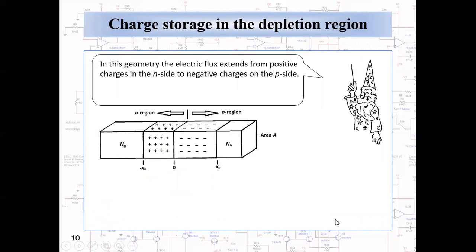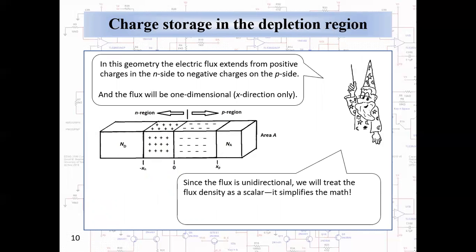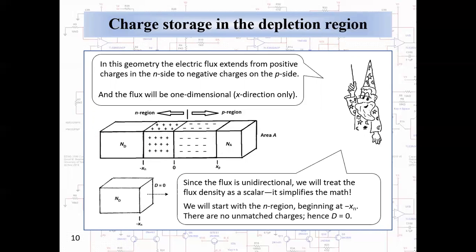In this geometry, though, the electric flux extends from positive charges on the n side to negative charges on the p side. The flux is one-dimensional, x direction only, which means that since it's unidirectional, we'll treat the flux density as a scalar. It just simplifies the math. So let's start with the n region beginning at minus x sub n. There are no unpaired charges, hence the displacement flux exiting this face of the block is 0.